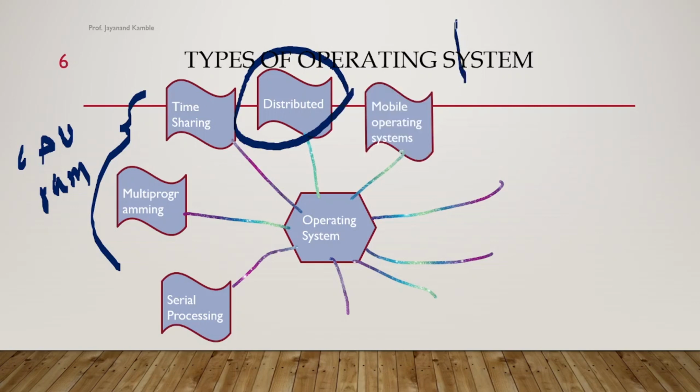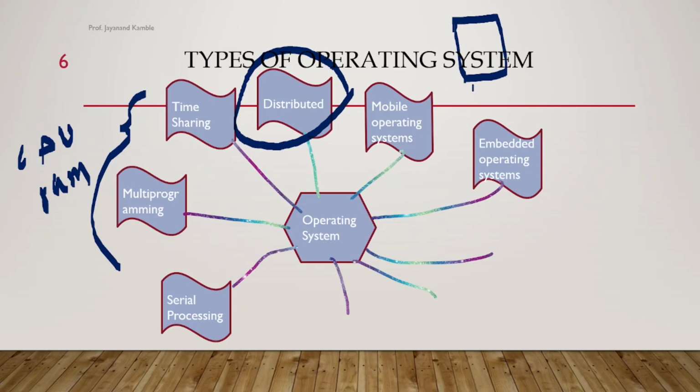There is a requirement that we want to run an operating system on small devices such as mobile. The requirements are different. So according to the limitations or constraints of mobile or handheld devices, operating systems are designed which are called mobile operating systems.